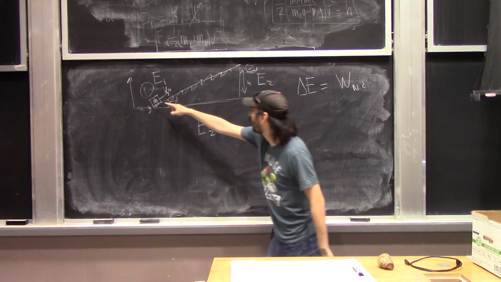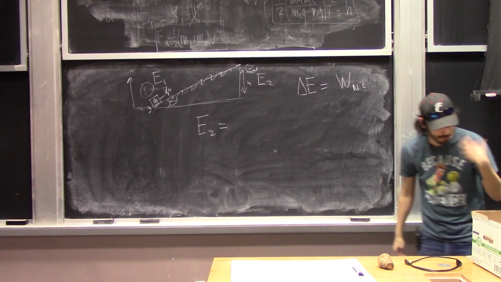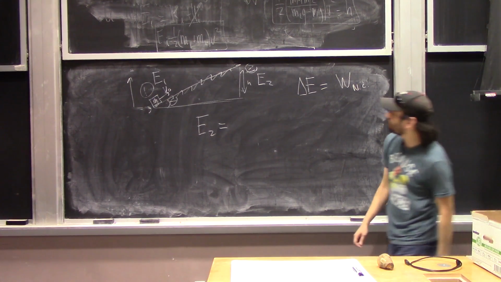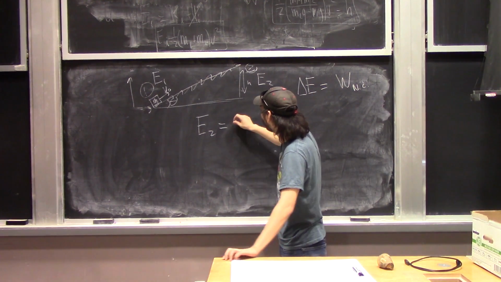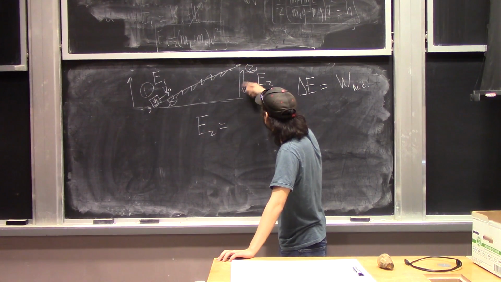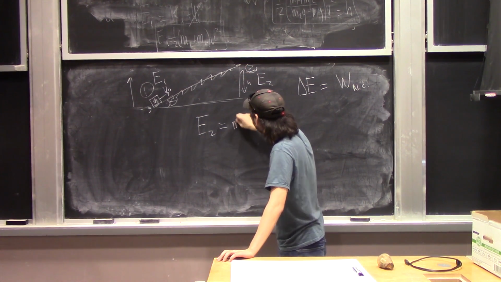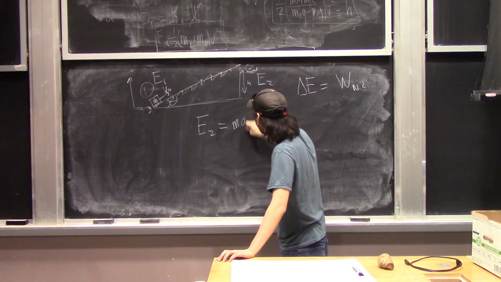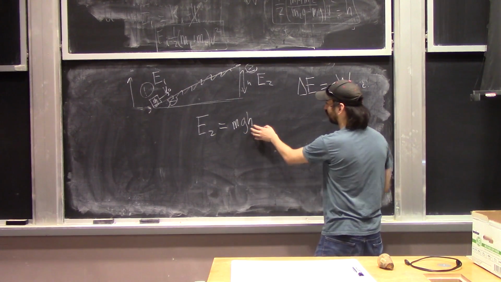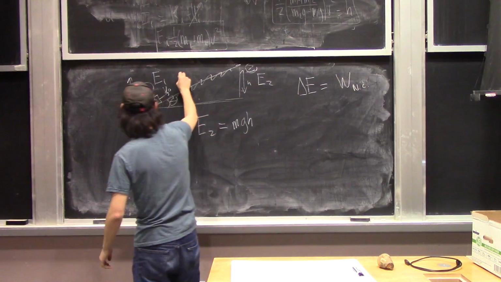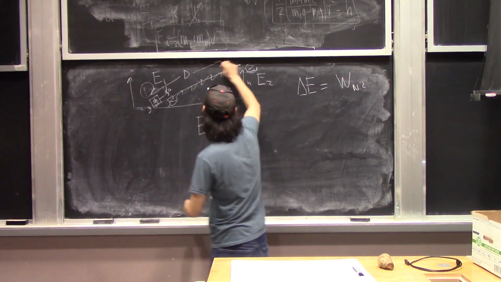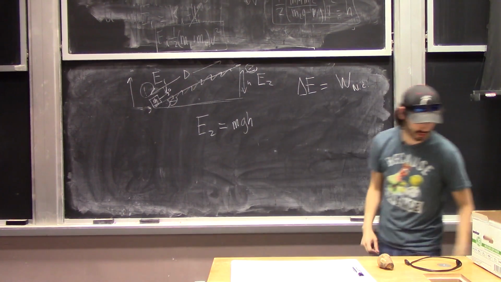When it gets to the top here, it's not going to be moving anymore, and so there's no kinetic energy. This is only gravitational potential energy, and so this is going to be m times g times h. If I define this height here, I'm also going to define this distance, and we'll come back to relating those 2 things together at the end.